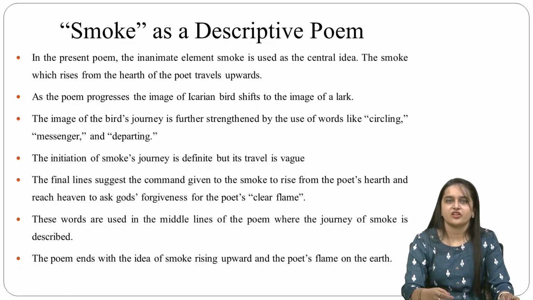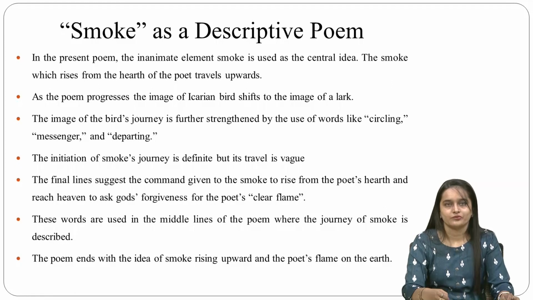Initially, the image of the Icarian bird is created by the poet. As discussed earlier, Icarus is the defiant boy of Greek legend who disobeyed his father and went too close to the sun, which resulted in the melting of his wings and his consequent drowning in the sea.